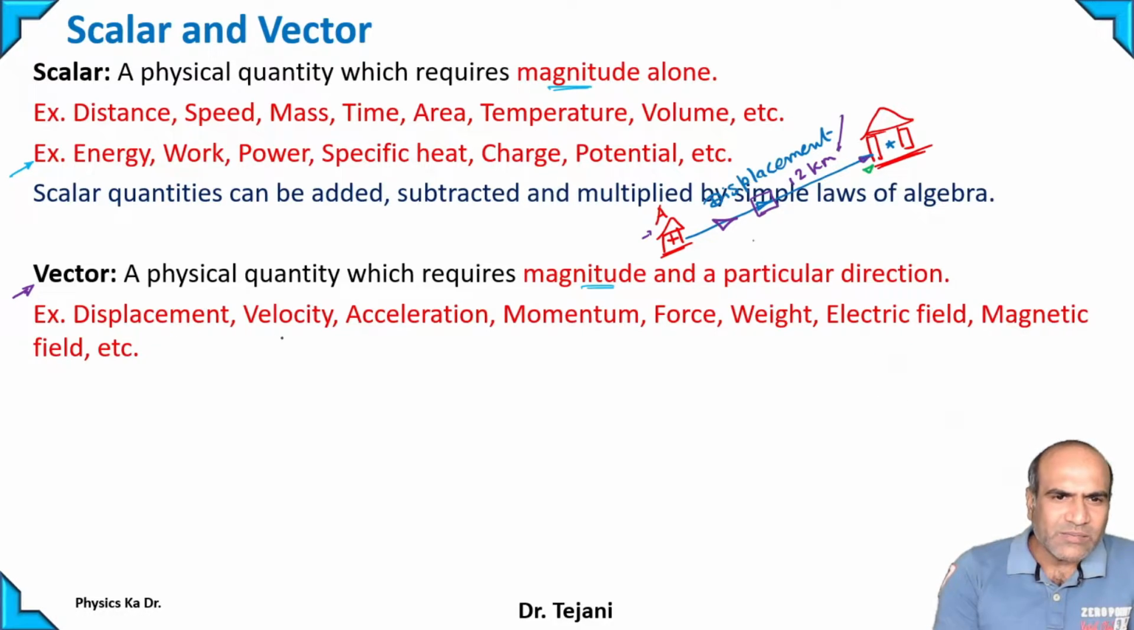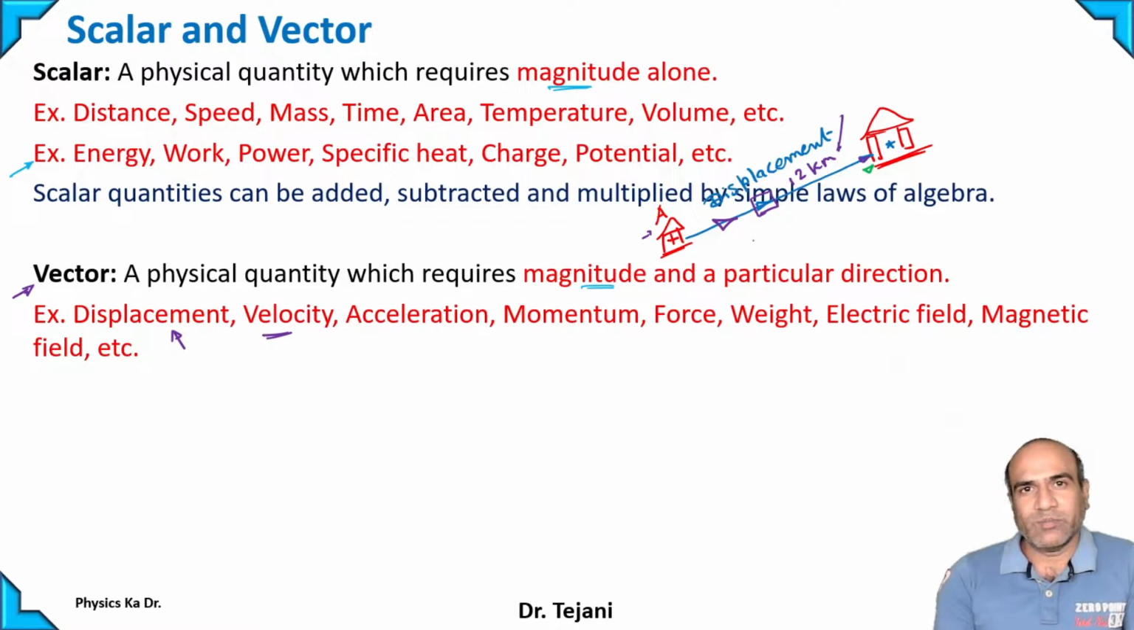We have a few more examples for vector. Let us understand one by one. So displacement requires magnitude, what distance we are traveling, and in which direction the distance is traveled, right? So vector requires two quantities, magnitude as well as direction.